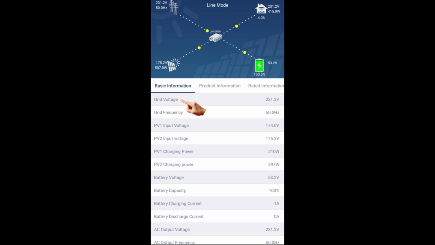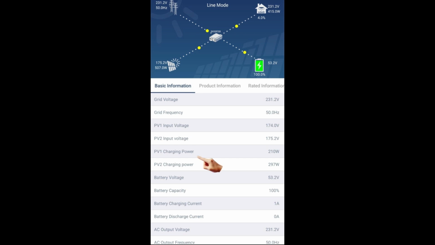Grid voltage is the incoming voltage coming in through the input provided by a generator or external source, also known as utility. We see this later on other pages. Grid frequency is the frequency of the input. PV1 input voltage is the voltage coming from solar input number 1. PV2 input voltage is the voltage coming from solar input number 2.